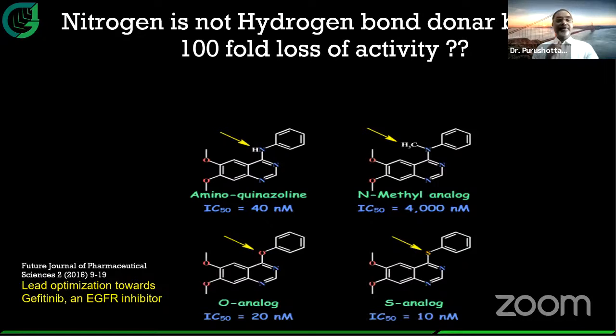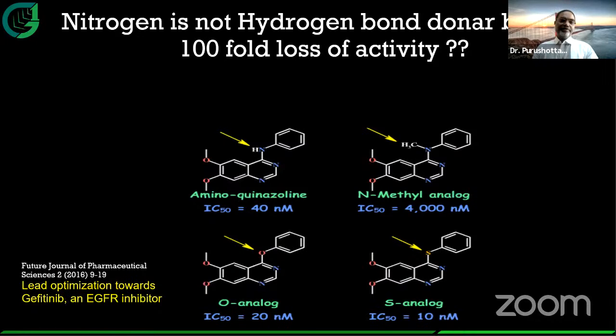That is the question. Again, there is one more compound given on the slide, and this has been taken from the Future Journal of Pharmaceutical Science, published in 2016, describing the EGFR inhibitors. So the S analog has been synthesized. If you look at this one, the S analog is 10 nanomolar active. So that certainly now validates that the hydrogen atom present in the aminoquinazoline is not important for the structure activity.